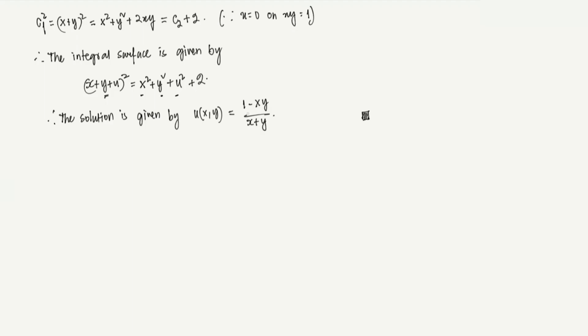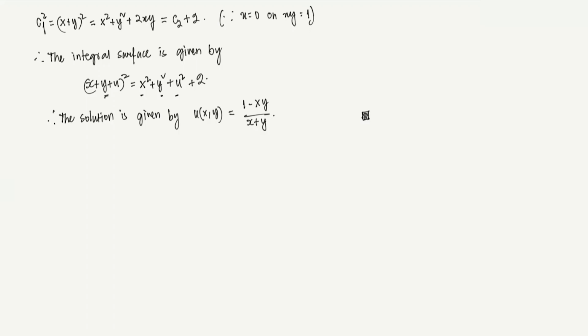If this u is your solution, what happens at the points on the hyperbola xy equals 1? This u turns out to be 0, so it actually satisfies the Cauchy data. Of course, you can also calculate ux and uy, put them in the equation, and see that this is a solution. This is also continuously differentiable, so absolutely no issues here. Clear? So this is how you solve the equation.